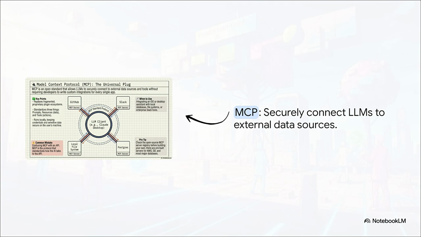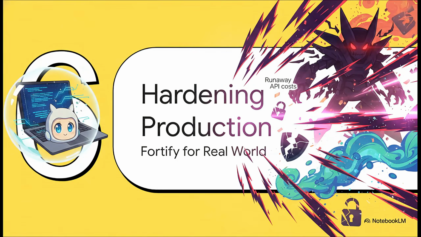MCP is basically a universal plug. You set up an MCP server that exposes your local files, maybe a Postgres database, or enterprise tools like Slack and GitHub. Then, your LLM client connects securely over this standardized protocol. The beauty is, you write the integration once, and any compliant AI can instantly converse with your entire infrastructure. It's absolutely awesome. Finally, Section 6, Hardening for Production, Fortifying for the Real World.